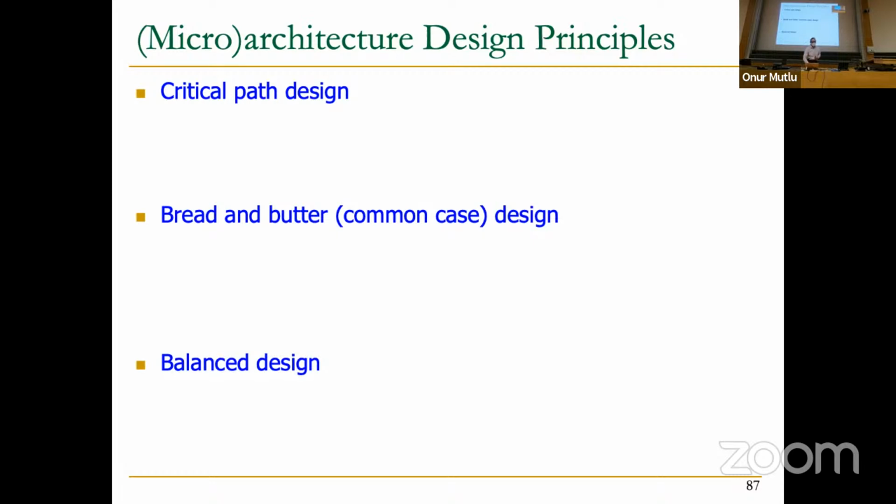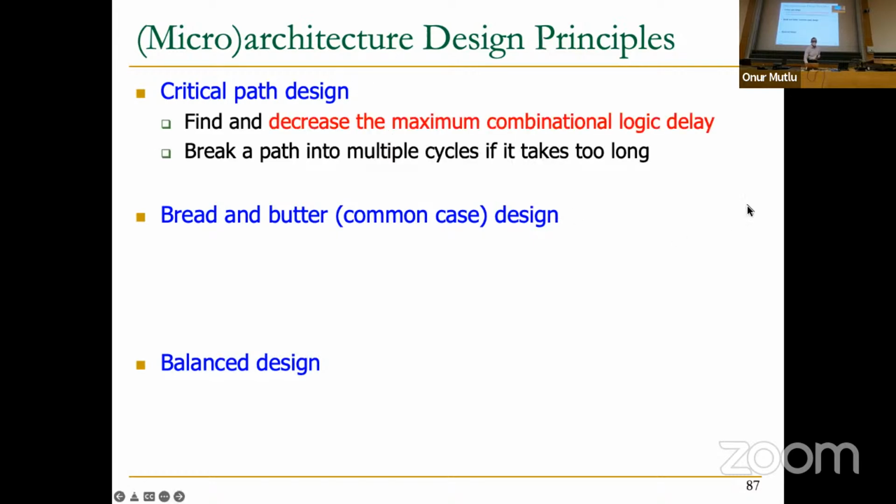The next slide is going to ask you that question, but you can start thinking about this. So what does critical path design mean? Basically, minimize the clock period or maximize the clock frequency as much as possible. Find and decrease the maximum combinational logic delay. Break a path into multiple cycles if it takes too long. Well, you cannot do that in this case because everything takes a single cycle. You have to be optimizing the worst case instruction in this particular case. And it's very difficult to optimize some worst case instructions.